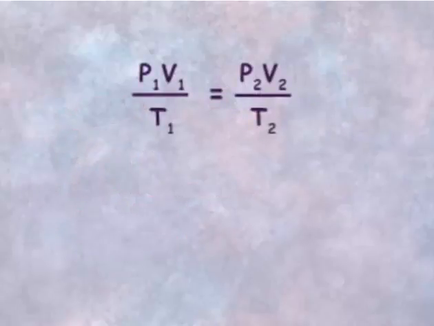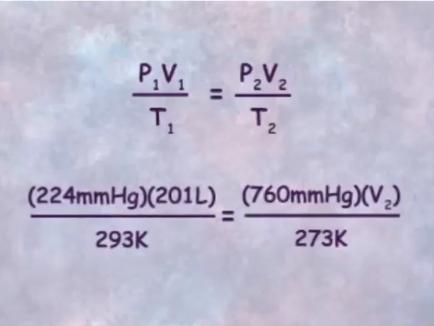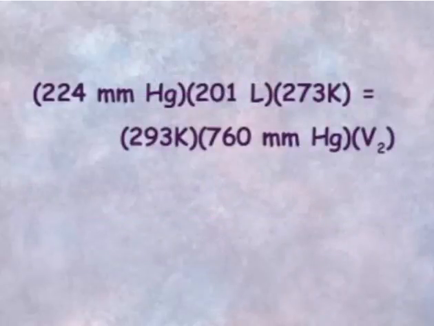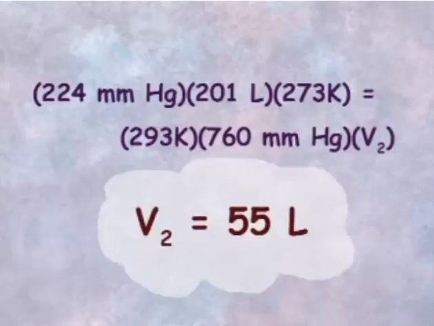Cross-multiplying is the easiest way to solve combined gas law problems. After plugging in the numbers, simply cross-multiply and then divide to find the unknown V2. 224 millimeters of mercury times 201 liters times 273 K divided by the product of 293 K times 760 millimeters of mercury is equal to 55 liters.